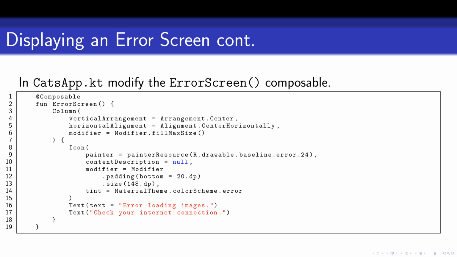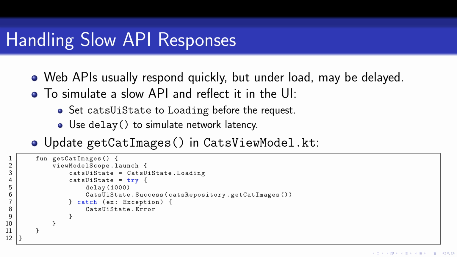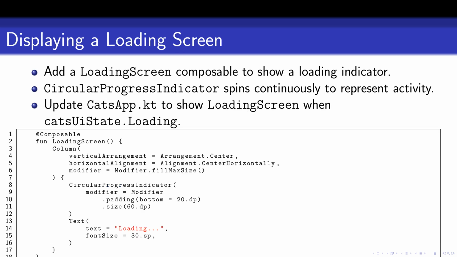We also revisit the simulated delay. This time, we call delay(1000) before making the API request and ensure the UI state is first set to loading. This creates a more realistic experience by giving the user immediate feedback that something is happening while data is being fetched. Finally, we build a LoadingScreen composable that displays a circular progress spinner and a loading message. This is shown when the UI state is loading, giving users a clear indication that the app is busy retrieving data. It's the final piece in building a smooth and polished UI experience.